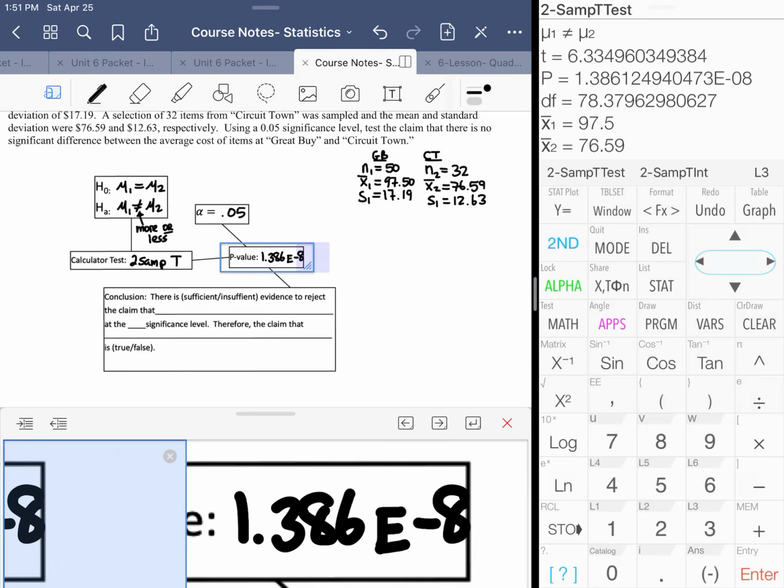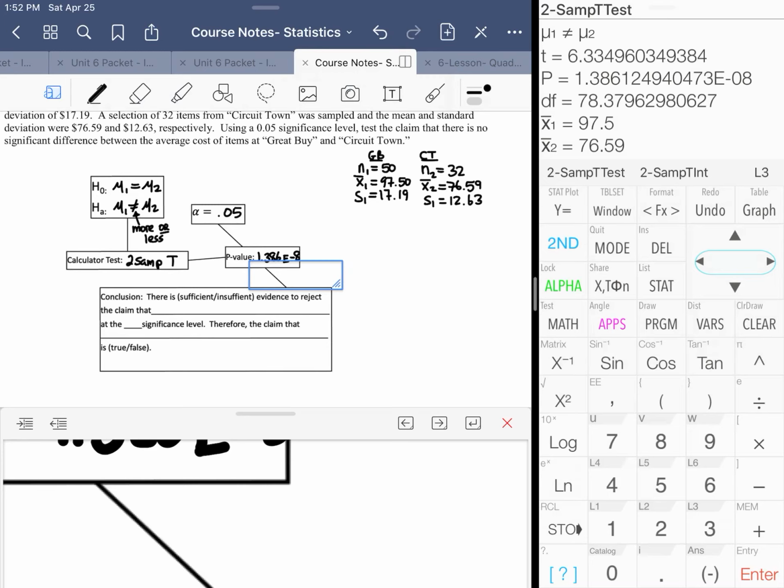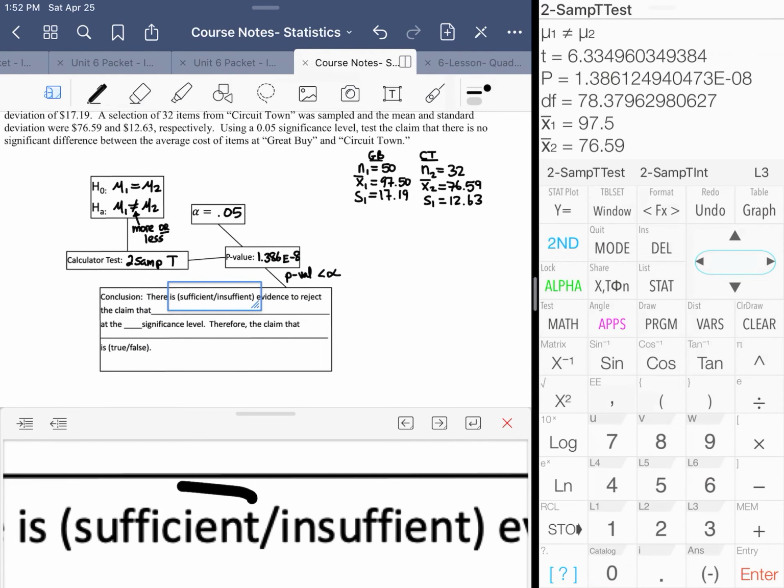A little tip: if you get a p-value and it has a whole number in front of a decimal sign, it's definitely in scientific notation. Look for that scientific notation, because p stands for probability, and probabilities have to be between 0 and 1. So if you write something like 1.386 here without the e negative 8, you're wrong because it cannot possibly be a probability. So the p-value, very small, is less than alpha.